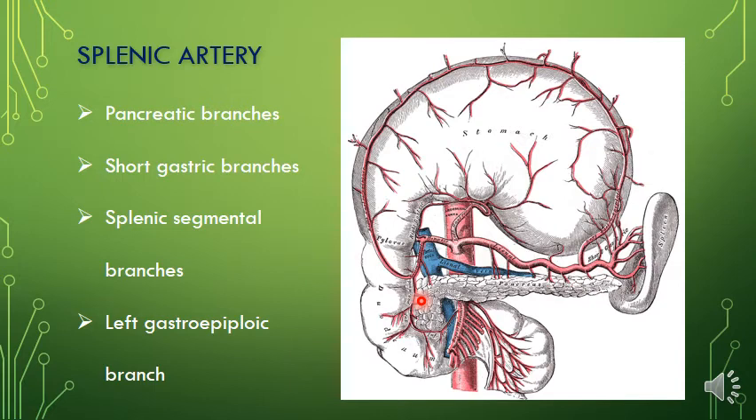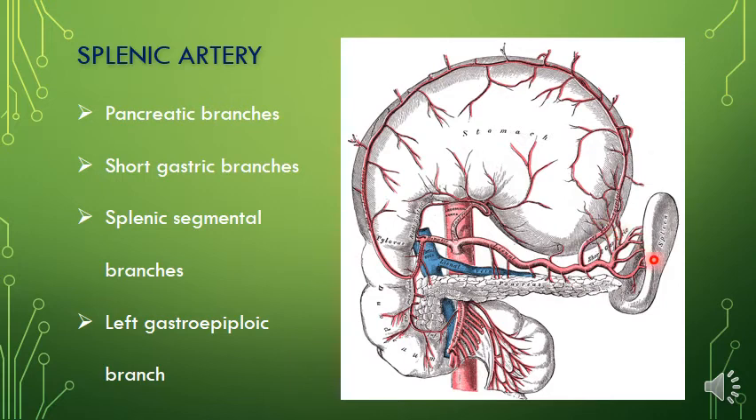And then the short gastric arteries. These are all the short gastric branches. They are 3 to 7 in number and arise from the terminal part of the splenic artery. This is the terminal part of the splenic artery. So they arise from its terminal part, around 3 to 7 branches, and supply the fundus of the stomach after passing between the layers of the gastrosplenic ligament.